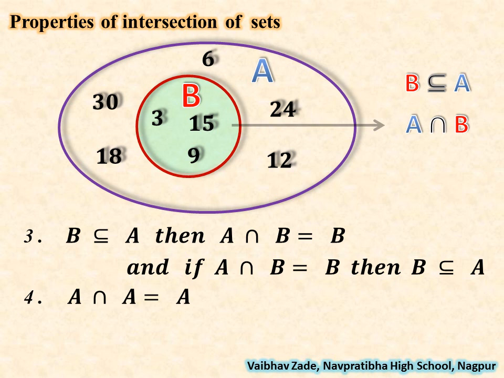Our next property: A intersection A equals A. It means the intersection of a set with itself is the set itself. There is no change in the intersection of set A. Another property is that A intersection with the empty set equals the empty set. Why? By our third property, if B is a subset of A, then A intersection B equals B. The same way, the empty set is always a subset of every set. Hence, A intersection the empty set equals the empty set.